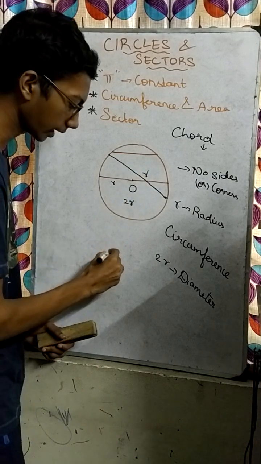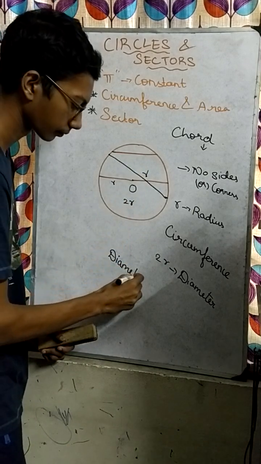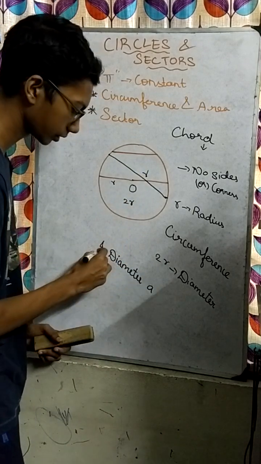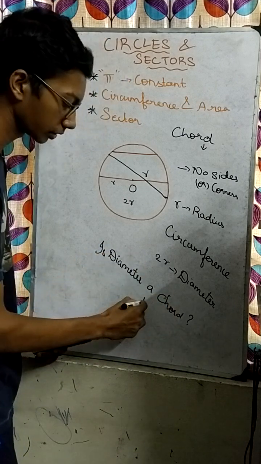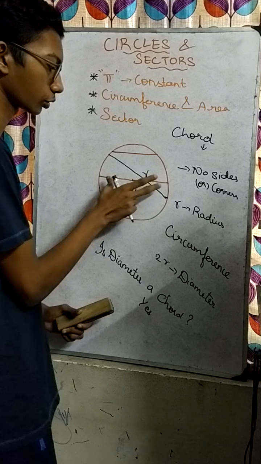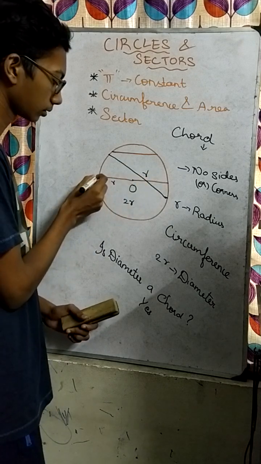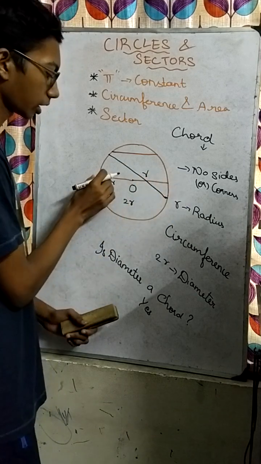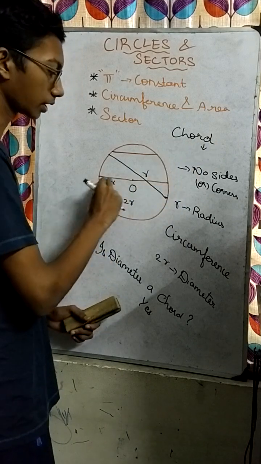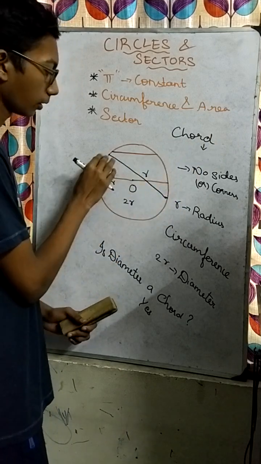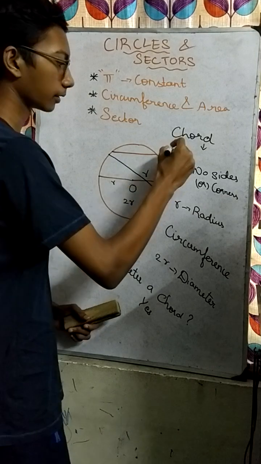But is the diameter a chord too? The answer is yes. The diameter is also a chord because it just starts from this point and ends at the next point. That is the definition of the chord. So the diameter is also a chord. But all chords are not diameters.